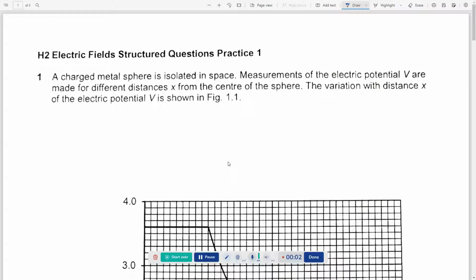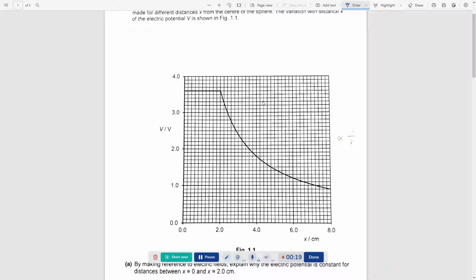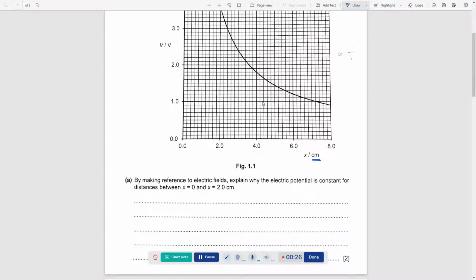Okay, so this is an electric field question. A charged metal sphere is isolated in space. Measurements of the potential are given. Okay, let's zoom out a little bit. So you can see that it's a sphere, which means that the radius is around 2 cm. Make sure you take note of the cm here. So the radius is 2 cm.